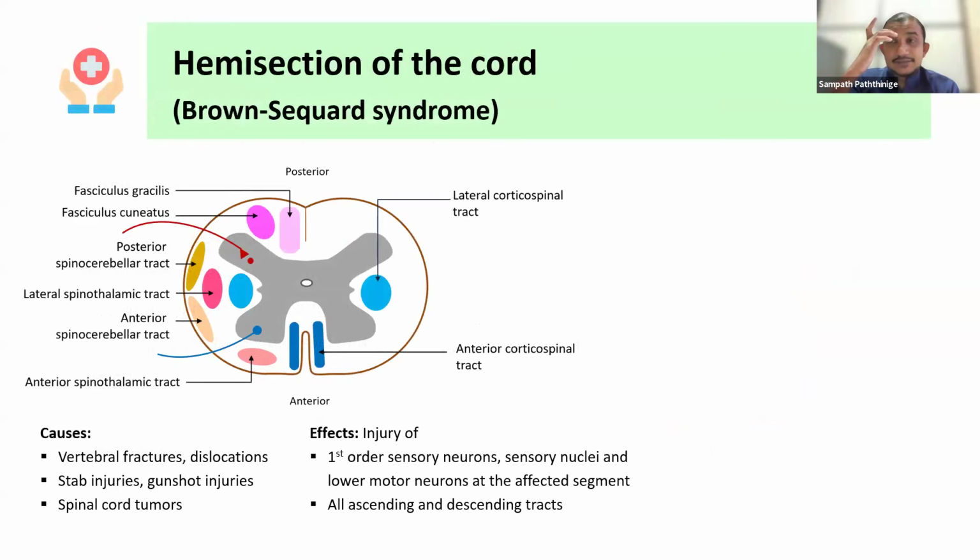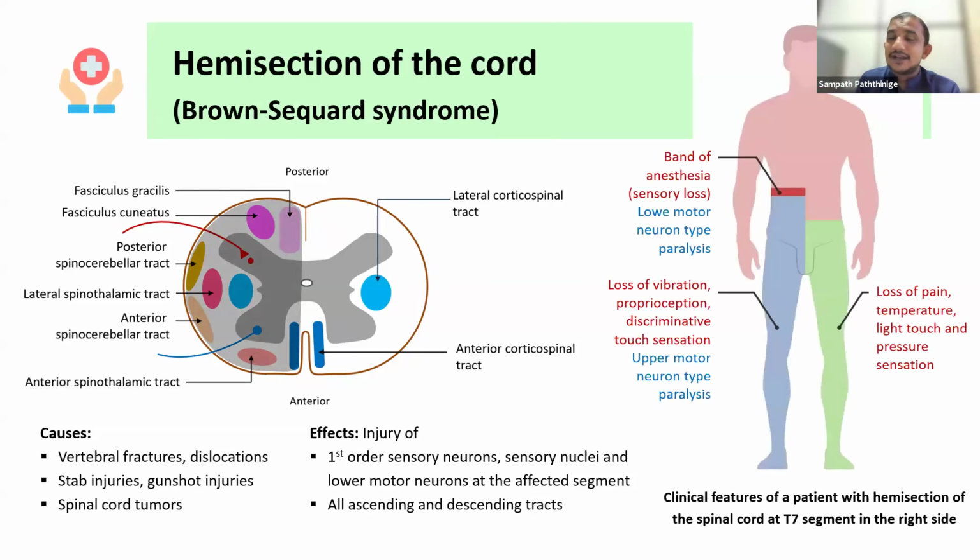So then, what is more frequently asked in questions is the hemisection of the cord, the Brown-Sequard syndrome, where only half of the spinal cord is damaged. We see these in vertebral injuries, stab injuries, gunshot injuries, different types of spinal cord tumors, right? Which will cause the characteristic clinical picture.